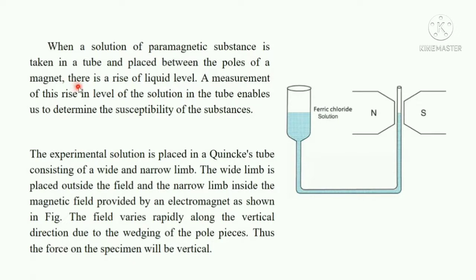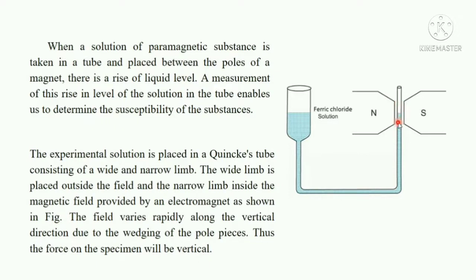When a solution of a paramagnetic substance is taken in a tube and placed between the poles of a magnet, there is a rise in the liquid level because the paramagnetic substance tends to move in the direction of the magnetic field. So a measurement of this rise in the level of the solution enables us to determine the susceptibility of the substances. So in our present experiment, an experimental solution, which is ferric chloride in our case, is placed in the Quincke's tube as shown here. And the narrow limb is kept within the magnetic field.